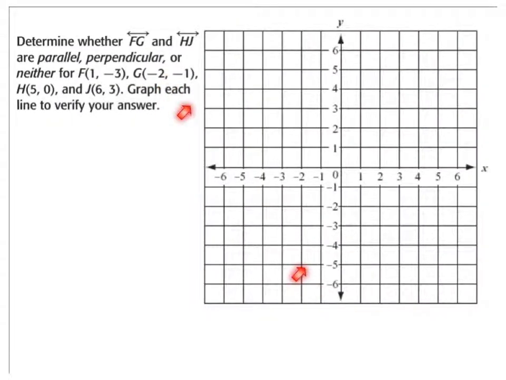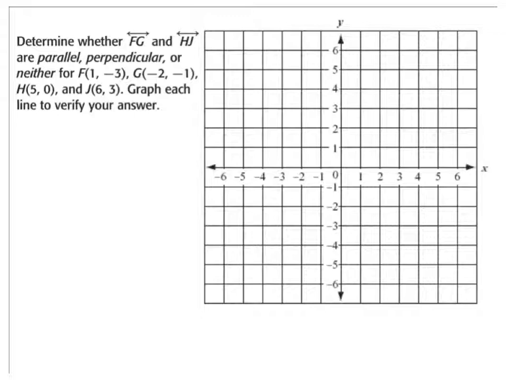In example 3 here, we have to determine if line FG and line HG are parallel, perpendicular, or neither. So we're going to have to graph. Now when you're graphing things, you have to run before you jump. And make sure that you keep that straight, because when you're calculating slope of these lines, you have to do rise over run, which is the reverse of graphing a point. But first I'm going to graph these.